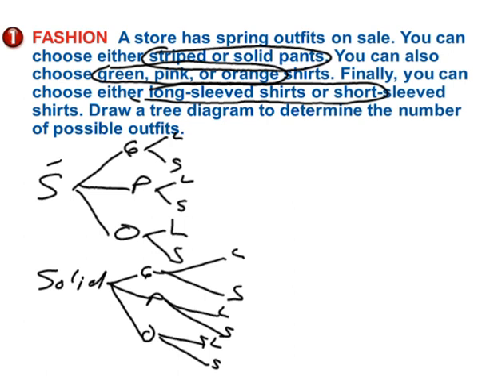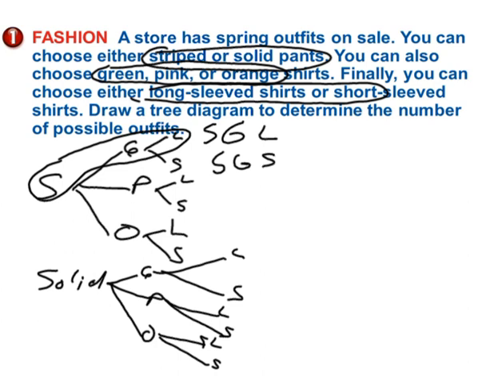So the possible outcomes are striped with green and long sleeve. I could have striped with green and short sleeve. I could have stripes with pink and long sleeves. I could have stripes with pink and short sleeves.